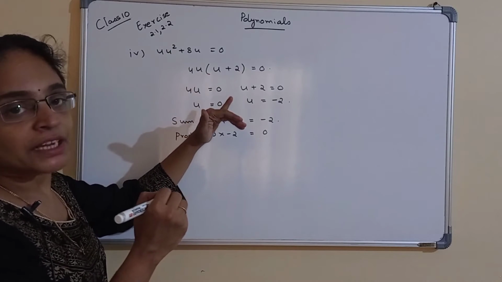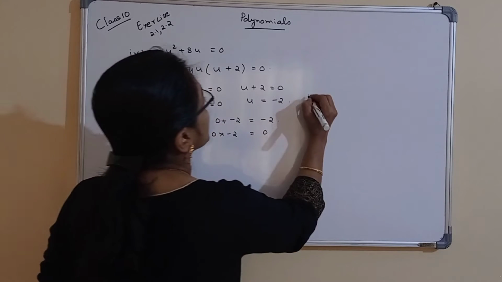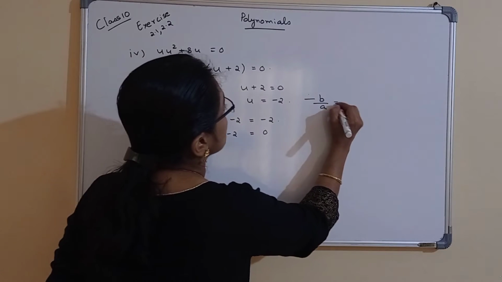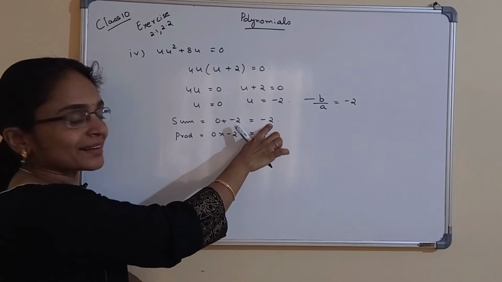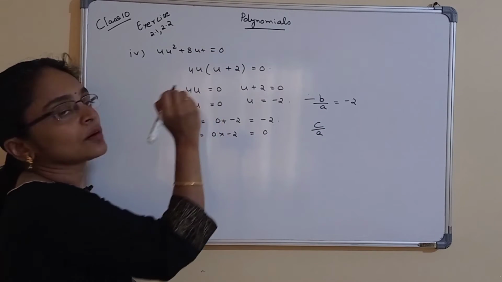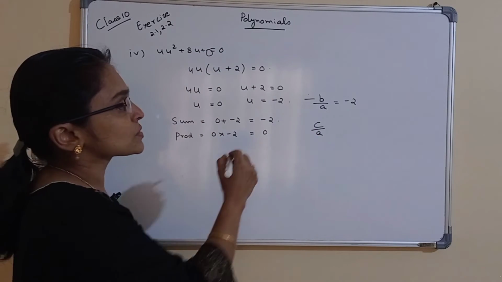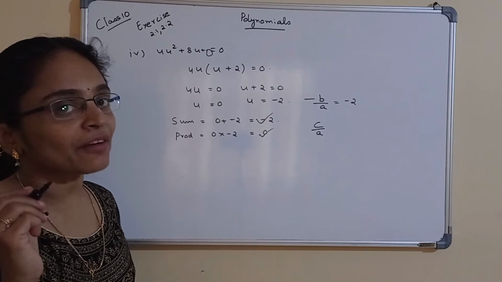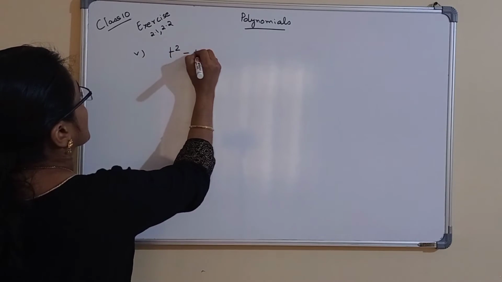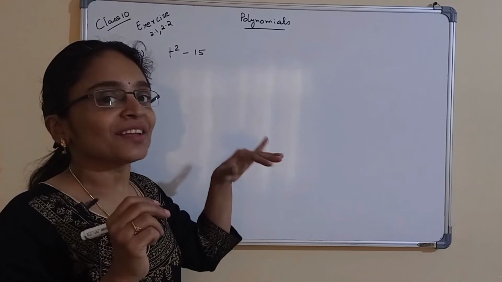Now we will find the relationship between sum of zeros, product of zeros, and the coefficients. Sum is minus b by a, which is equal to minus 8 by 4, which is minus 2. Is it correct? Correct. Then product is c by a. There is no constant term here. It is 0. So c by a is 0 by 4, which is 0. So this is also correct. So we have verified the relationship also. Now next question is t square minus 15. Find the zeros of the polynomial and verify the relationship.